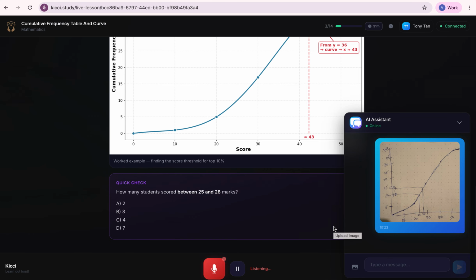So basically, I draw a line from 25 to 28 and then it meets the graph and then it ends up like 14 and 10. So that means it's 4 students, 14 minus 10.